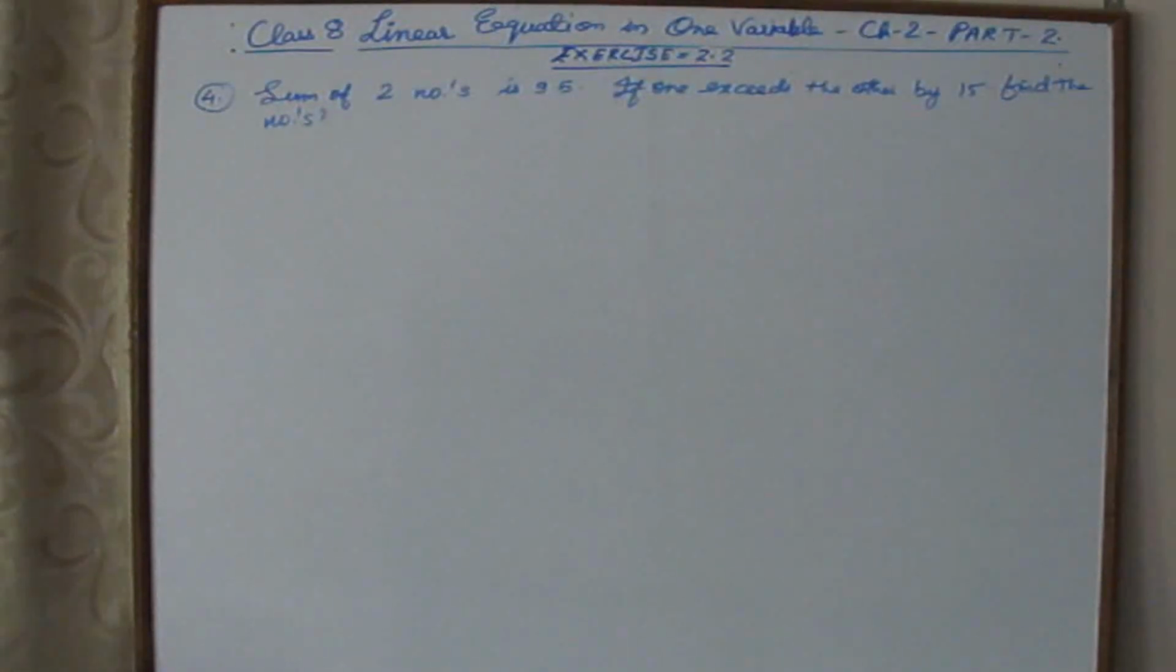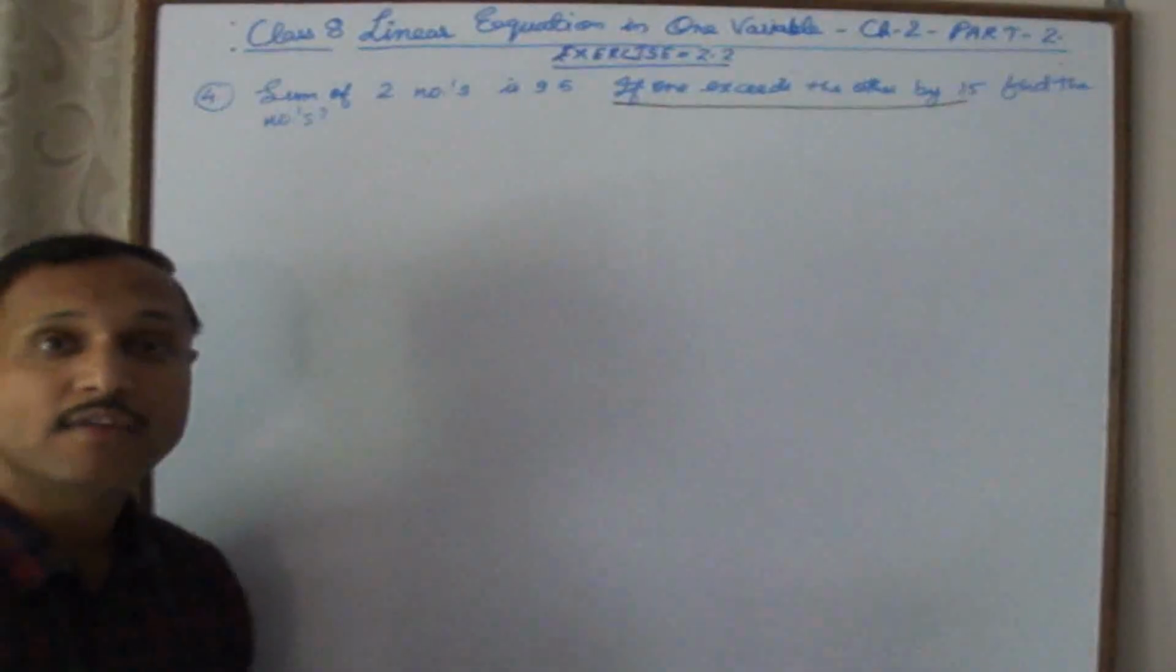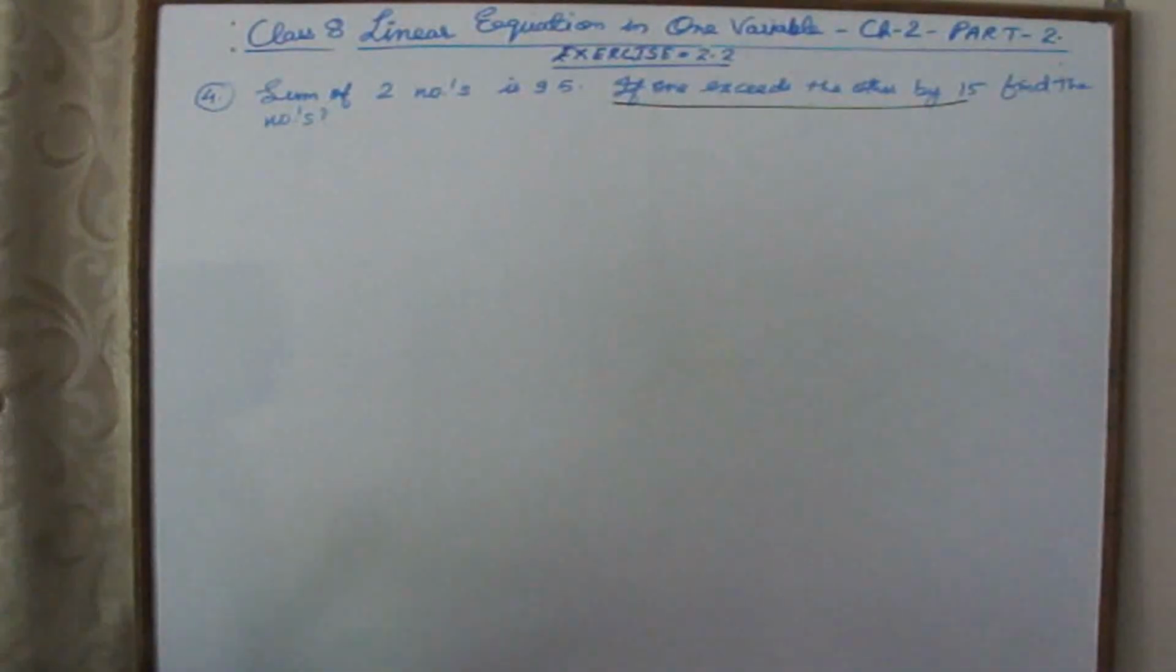Question number 4. Sum of two numbers is 95. If one exceeds the other by 15, find the numbers. Means two numbers are there and their sum is given to us, 95. If one exceeds the other by 15, very important line, means one number is greater than the other number by 15. We have to find the numbers.